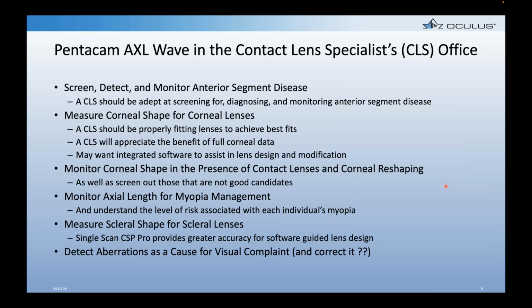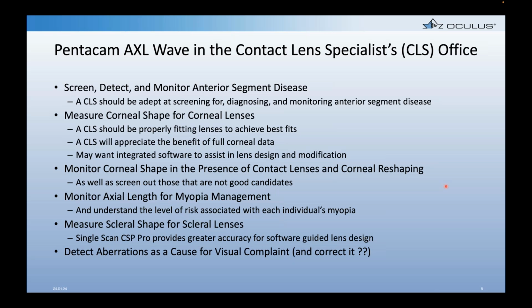And so before we jump in, just to give you an overview of what we're going to talk about tonight. We'll talk about the AXL Wave in the contact lens specialist office and the ways that we can apply this device to a wide variety of patients and patient needs. Of course, we'll talk about how we can use the instrument to screen, detect, and monitor anterior segment disease.